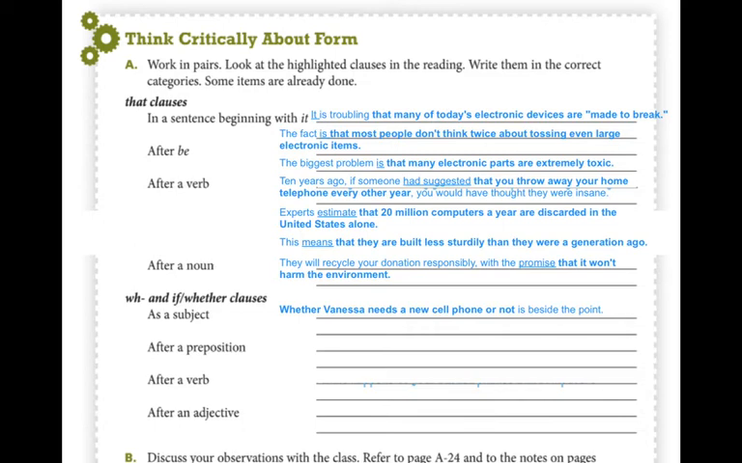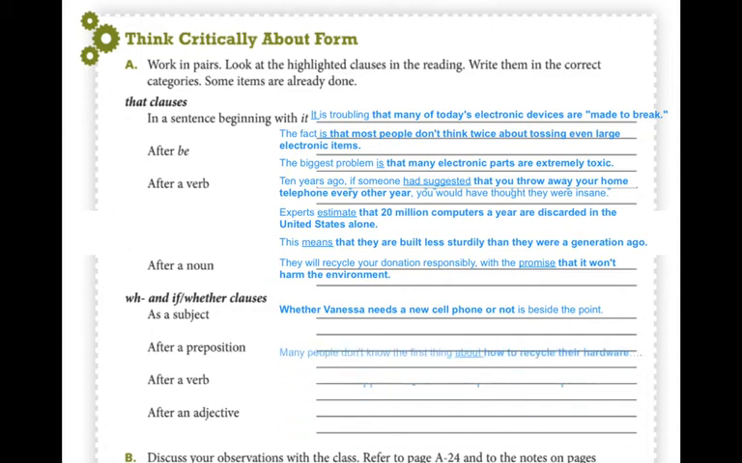It can also be without the words or not. Whether Vanessa needs a new cell phone is beside the point. You add the words or not at the end of the clause to add emphasis. Whether Vanessa needs a new cell phone or not is beside the point.